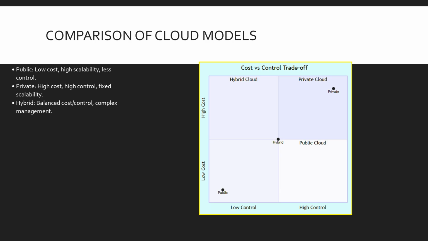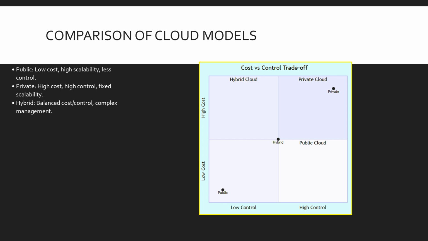To solidify these definitions, let's compare them. The public cloud is defined by high scalability and lower costs, OpEx, but you have less control over the environment. The private cloud is defined by high control and security, but comes with higher maintenance responsibilities and capital costs, CapEx. The hybrid cloud sits in the middle. It offers a balance of control and flexibility, but introduces the most complexity in terms of management and networking. Understanding these trade-offs is key to defining which model fits your organization.